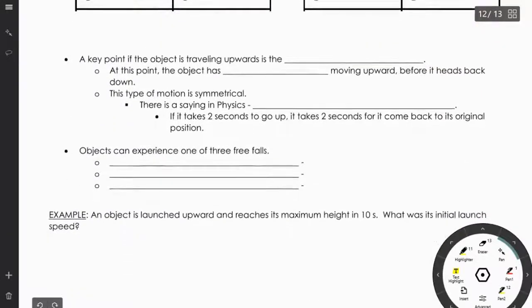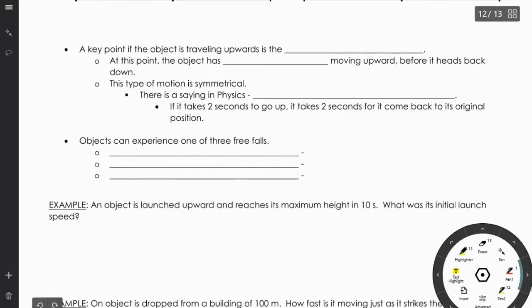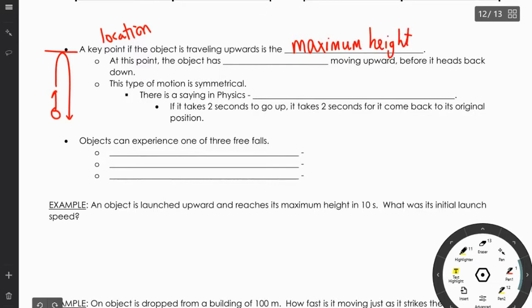One key point to note is the key location if we're throwing an object up. If I just take an object and throw it upwards, it's going to take a path that looks something like this. This is the key location that we're talking about, and that's what we call the maximum height. This is how high the object will rise before it has to stop and come down.